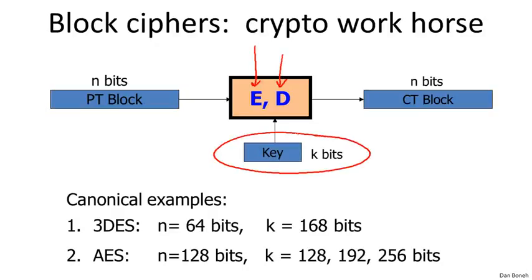The point of a block cipher is that it takes an n-bit plaintext as input, and it outputs exactly the same number of bits as output. So it maps n bits of input to exactly n bits of output.